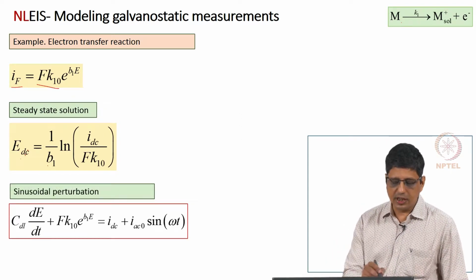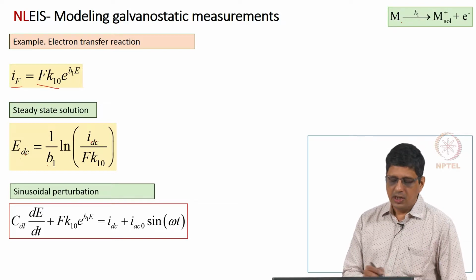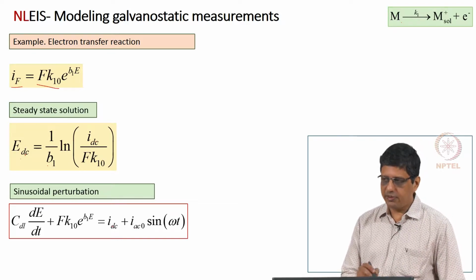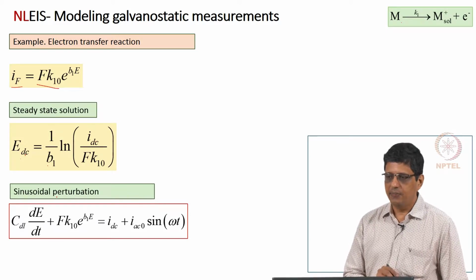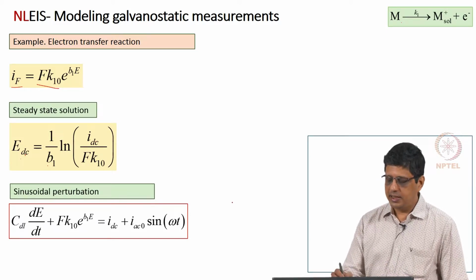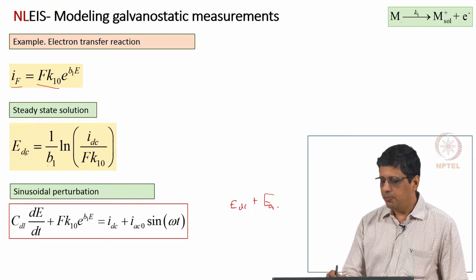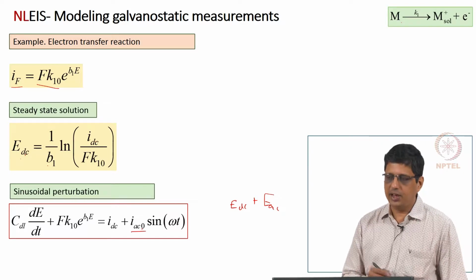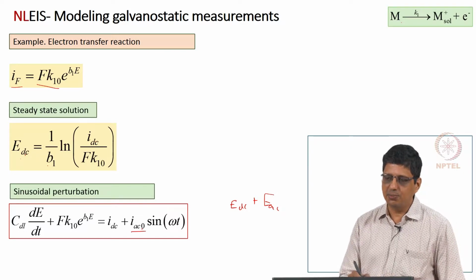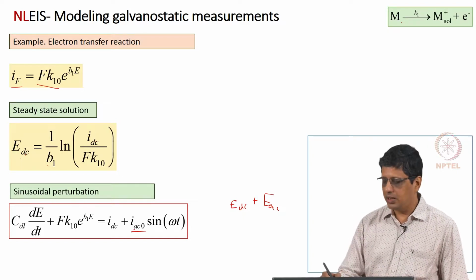This is a DC potential corresponding to the IDC. If you apply an AC on top of the DC, this potential E will also have a DC component and a variable component. It may be sinusoidal, it may have higher harmonics depending on the value of IAC0. If it is small, we can say this is also going to be sinusoidal, we can neglect the higher harmonics. If it is large, we will not be able to neglect the higher harmonics.